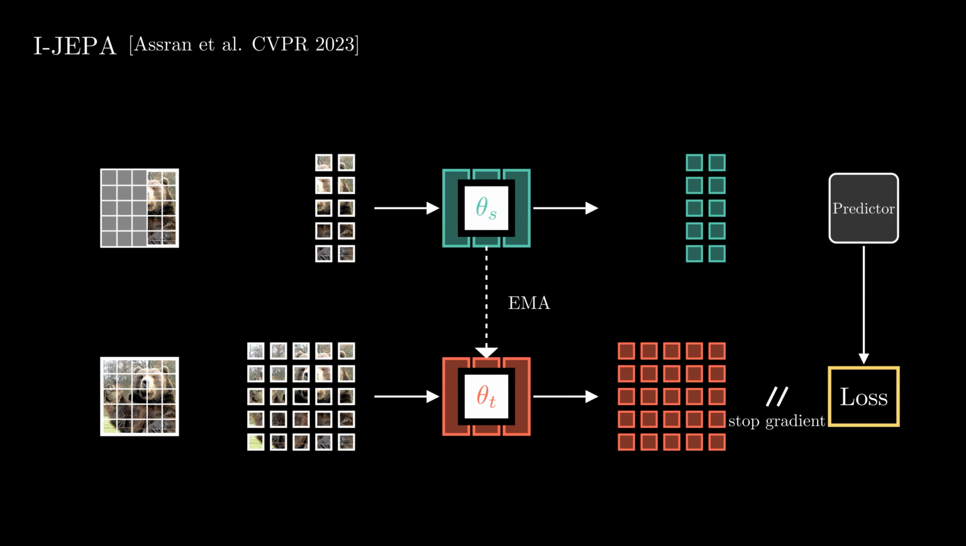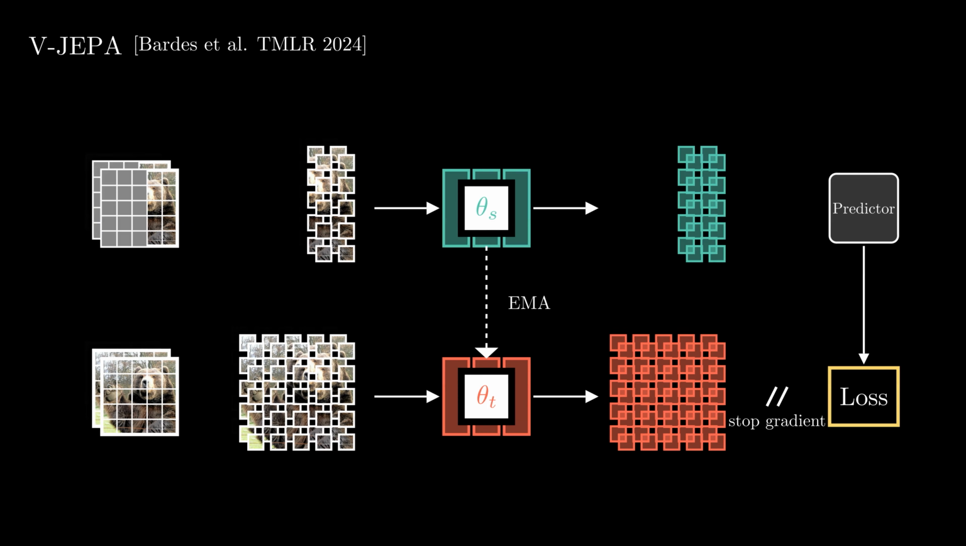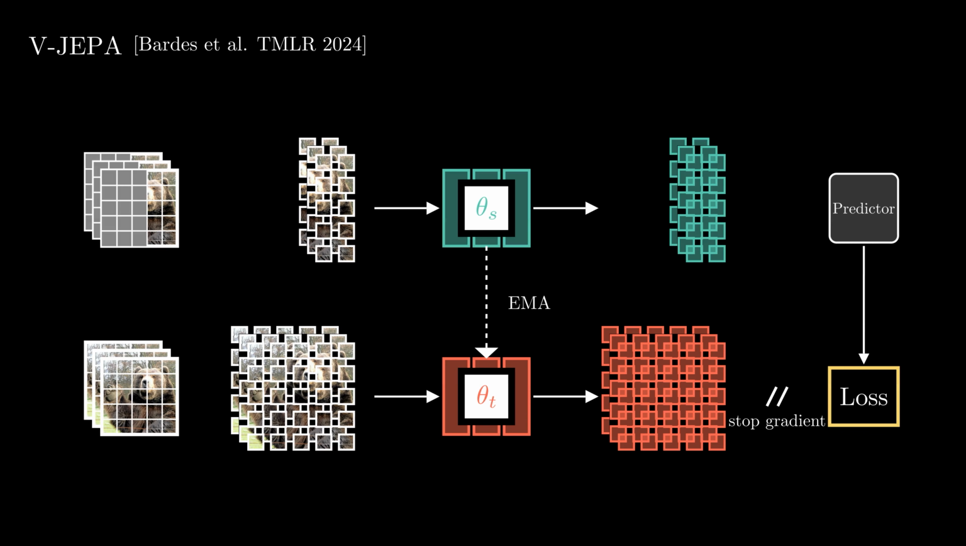The same architecture naturally extends to video. Images test whether the model understands what is missing in space. Video raises a deeper challenge. Can the model infer what is missing over time?